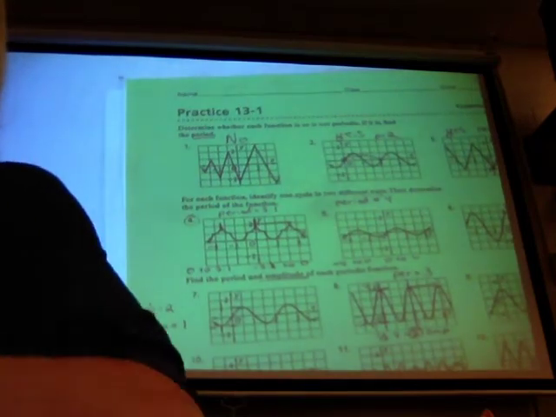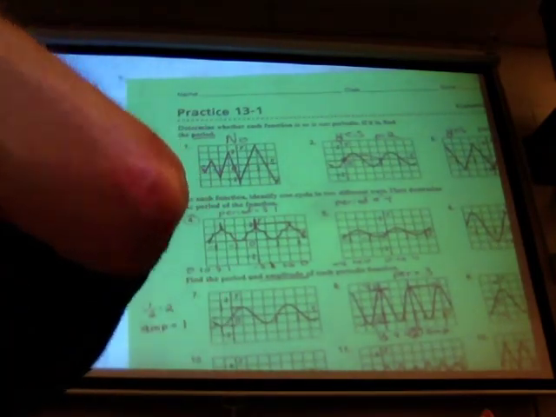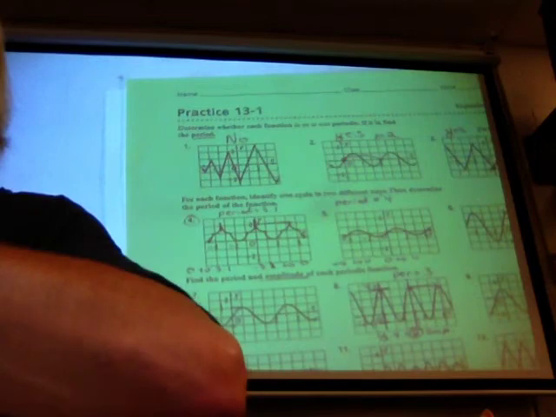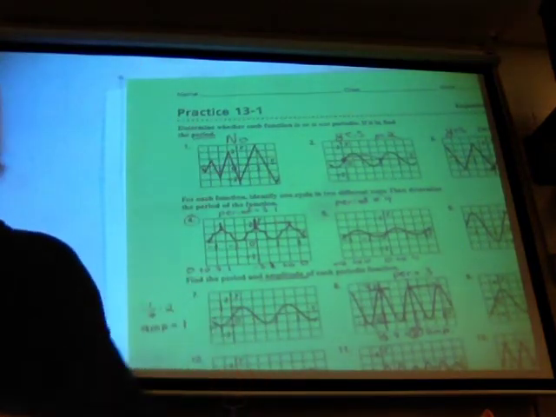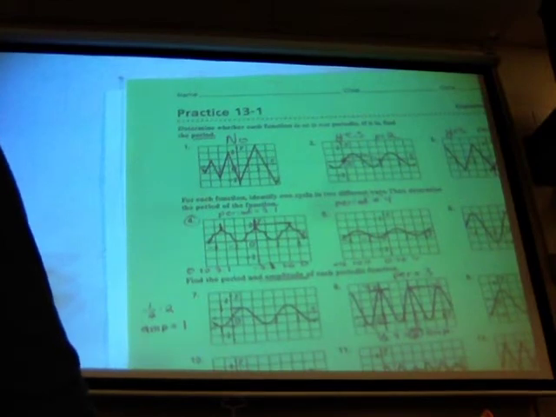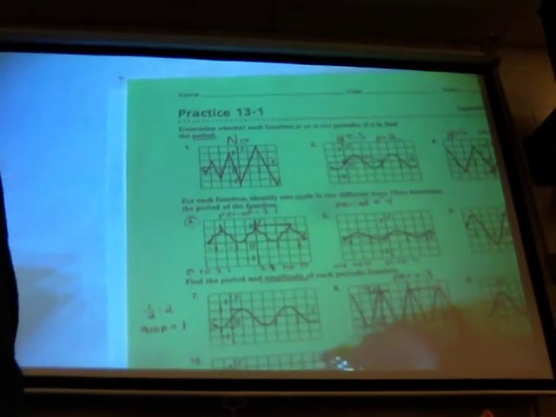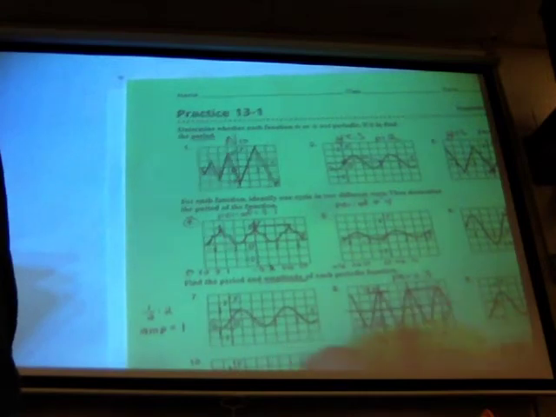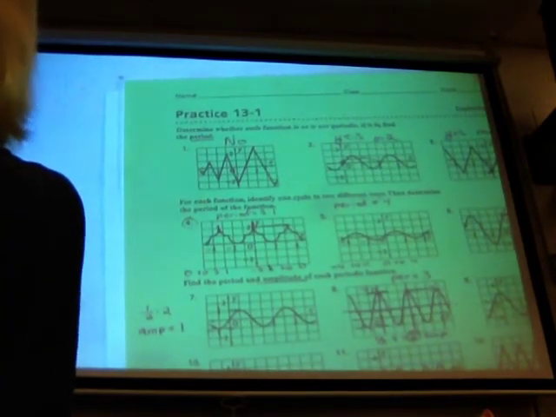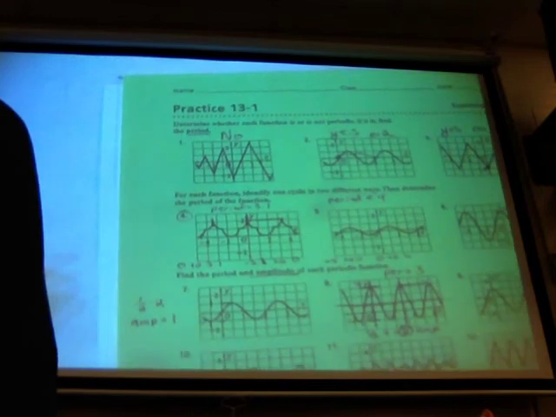The amplitude is how high it goes, from the maximum to the minimum, and half the distance. So if you put a little line right through the middle, it is 2 above and 2 below. And that's what my amplitude is.